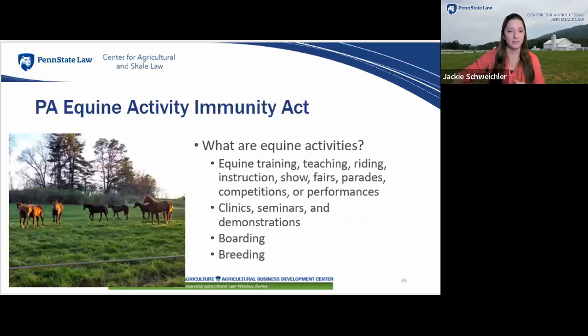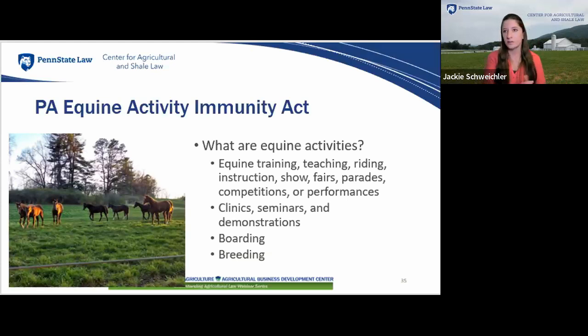If we're talking about what other activities are covered by the Act, we've got equine training, teaching. So if you're teaching classes about horses on your farm, riding, instruction, shows, fairs, parades, competitions, performances. I'm just reading the slide here. Clinics, seminars, demonstrations, boarding, breeding. So really anything you can think of with horses or other equines, it's probably going to be covered under the Act.